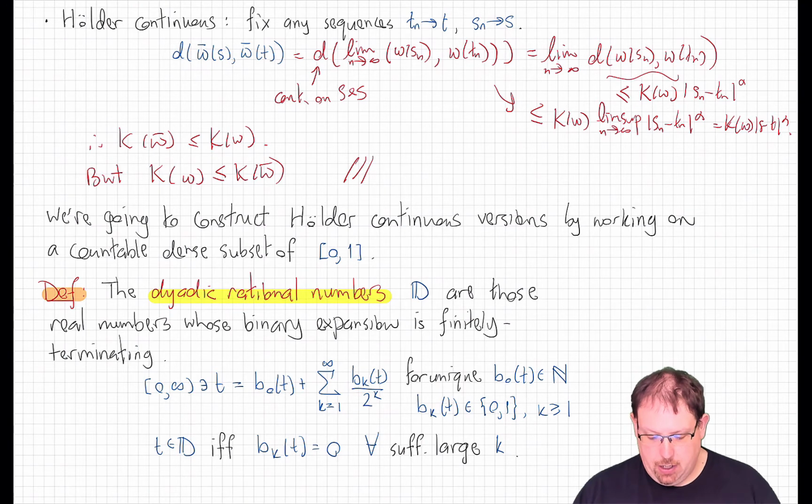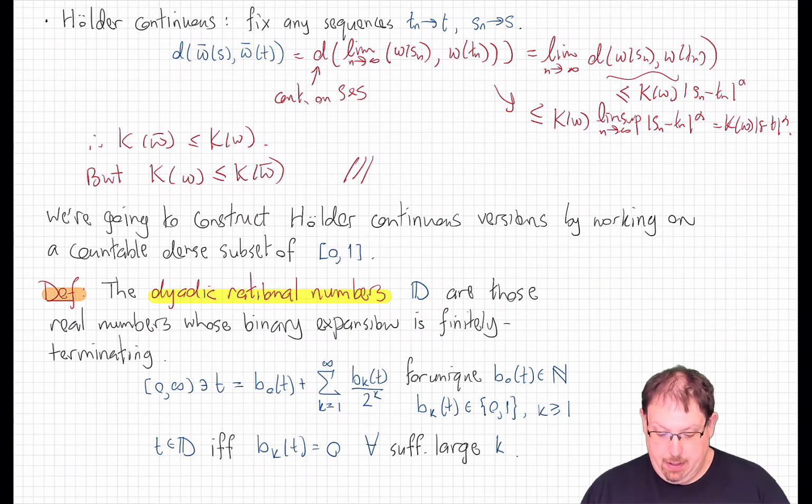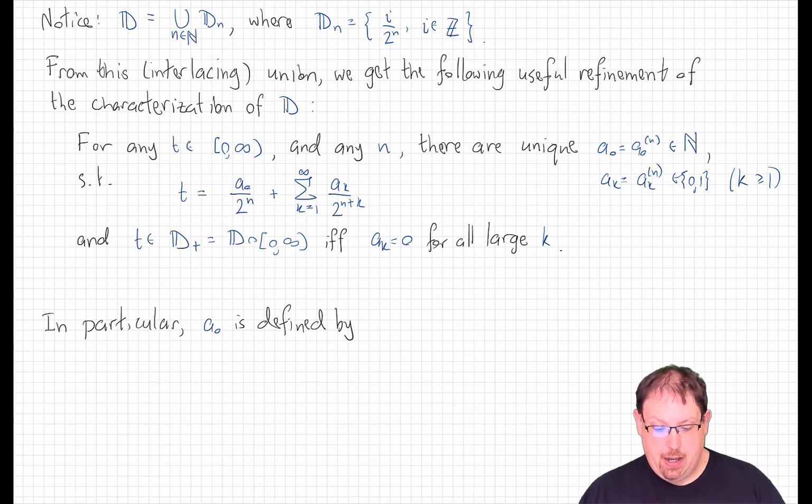All of these BKs are zero after some finite stage. Now notice that if this sum terminates at level n, that means that we could take the common denominator 2 to the n here for all of these terms by multiplying all of the lower indexed BKs by appropriate powers 2 to the n minus k. And that means that we'll be able to express that dyadic rational number as an integer divided by 2 to the n. In other words, dyadic rationals can also be described as the union of all of these sets Dn, where Dn is the collection of all ratios, integer divided by 2 to the n.